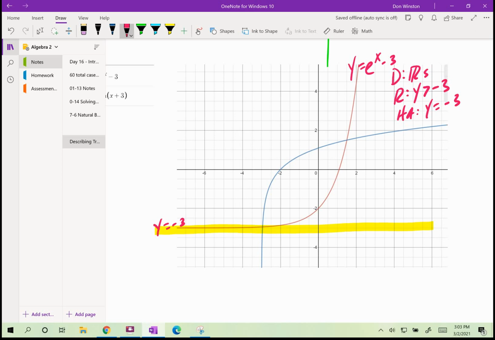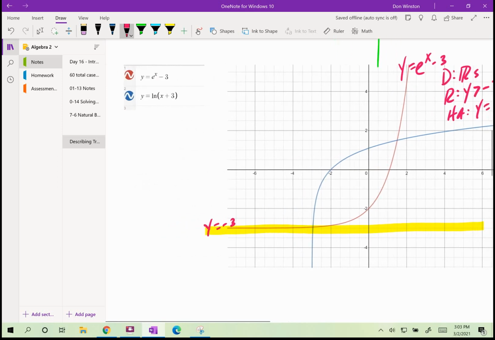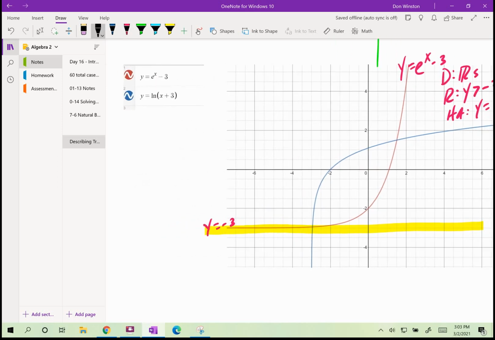To find the inverse of y is equal to e raised to the x minus 3 again, we have y is equal to e raised to the x minus 3. We switch the x and y's, so x is equal to e raised to y minus 3. Now we solve for y, so we have x plus 3 equals e raised to y, and then we take the natural log of both sides.